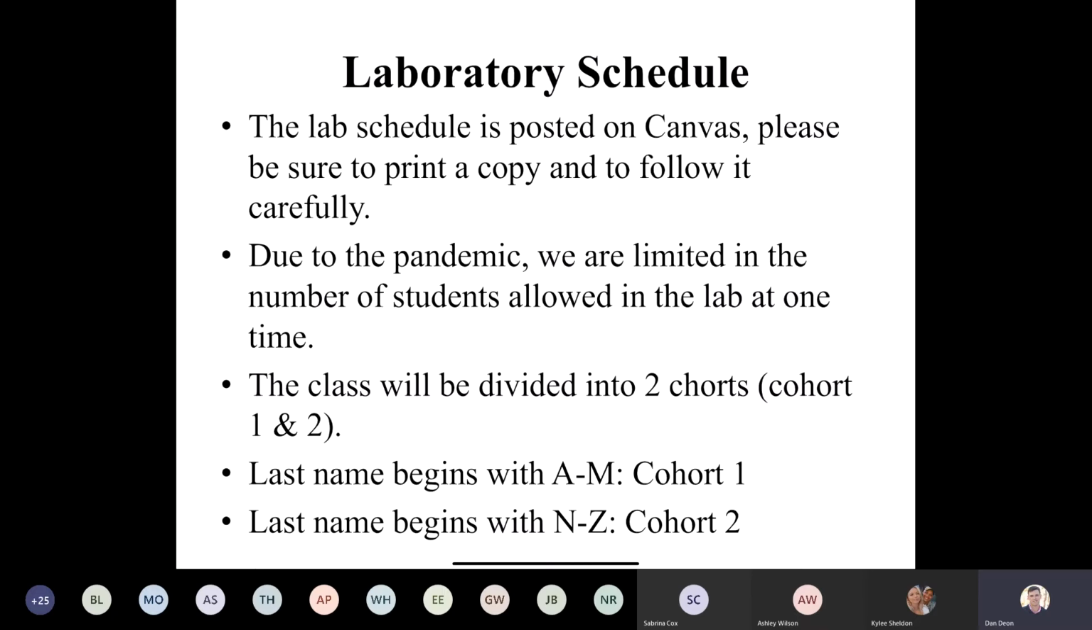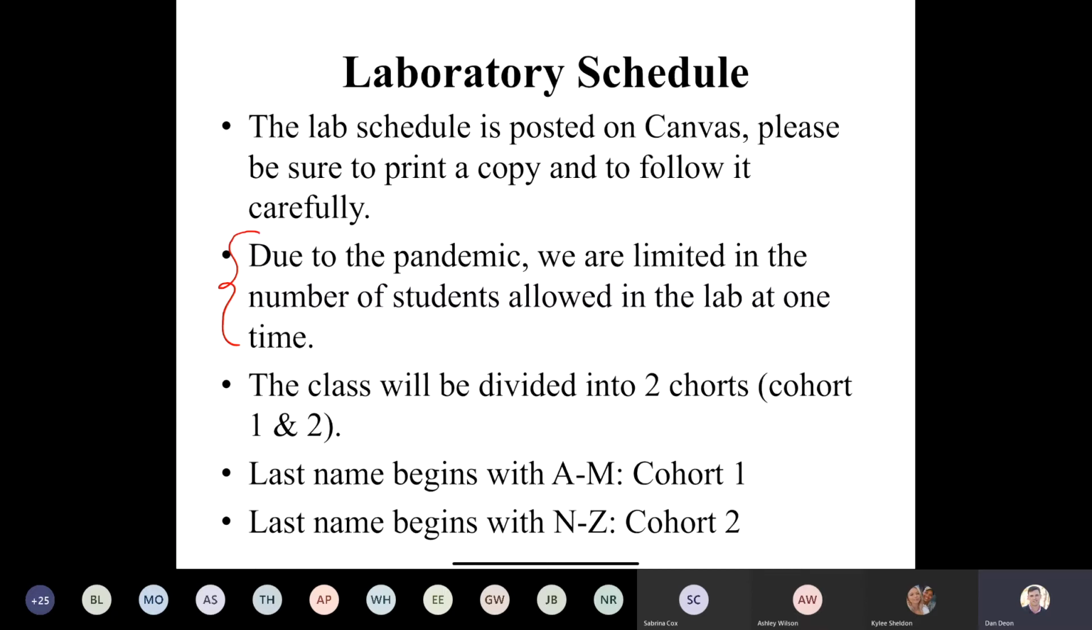And like I was saying, due to the pandemic, we are really limited to the number of students in the lab. Anyhow, I explained the whole cohort thing, but I want to address this point here a little bit more. Okay, so these are some things that I learned from Mr. Mayer the past few weeks.